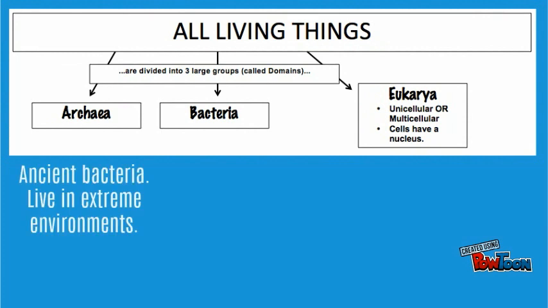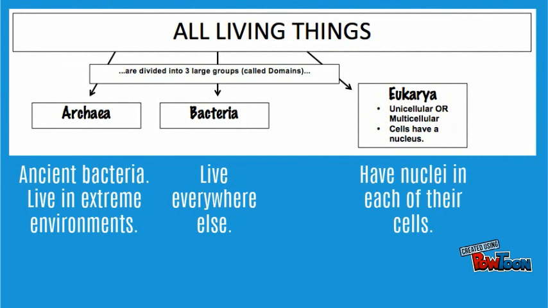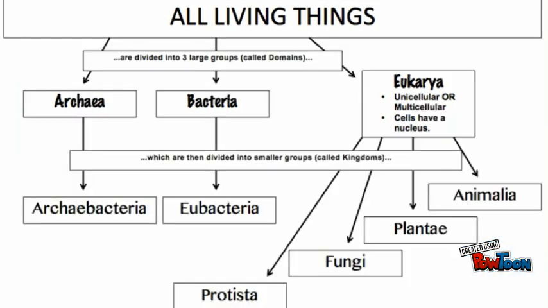Organisms in archaea are ancient bacteria that live in extreme environments. Organisms in bacteria are the bacteria that live everywhere else. Organisms in eukarya have nuclei in their cells. You can then break those groups into smaller groups called kingdoms. There are 6 kingdoms: Archaebacteria, Eubacteria, Protista, fungi, plantae, and Animalia.